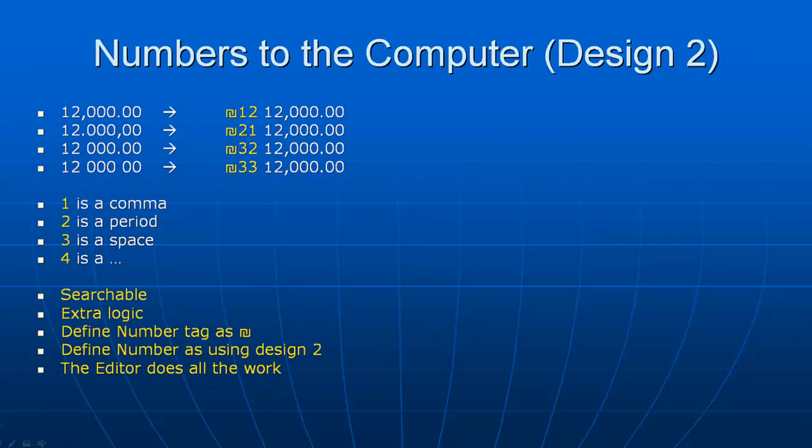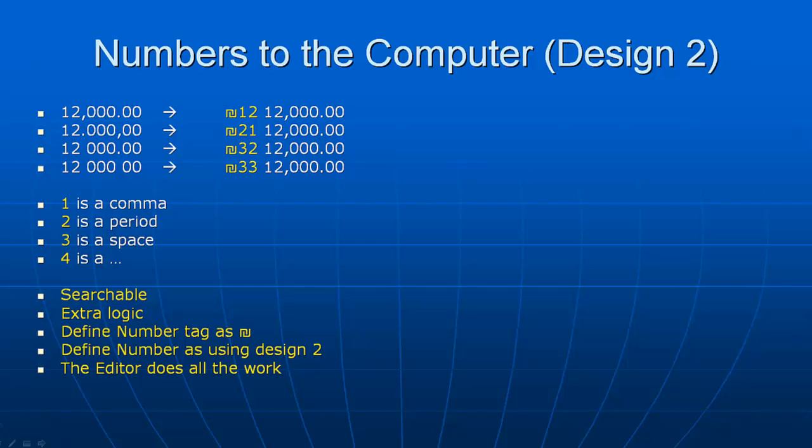Here's another design that tells us which character to put for the thousand separators and which character we put for the decimal separator. So a 1 is a comma and a 2 is a period. So every number would have a prefix to it. These are all hidden. These are control characters, so you don't see them in the editor. It's just that the editor is doing this for you. And so this is very searchable. It's a little extra logic on the editor's part.